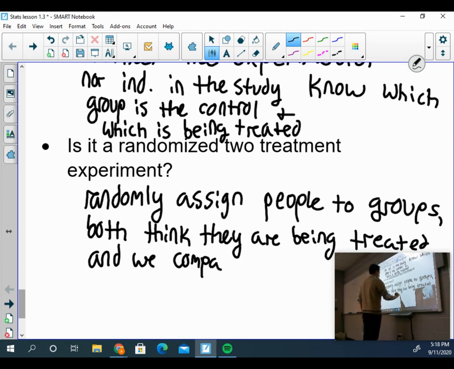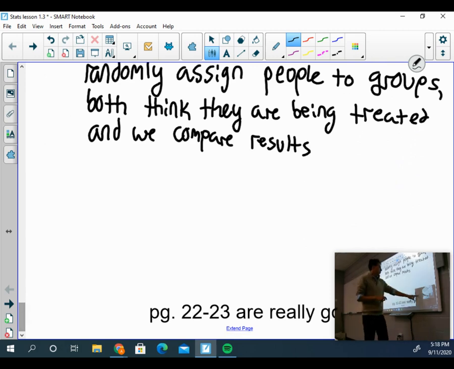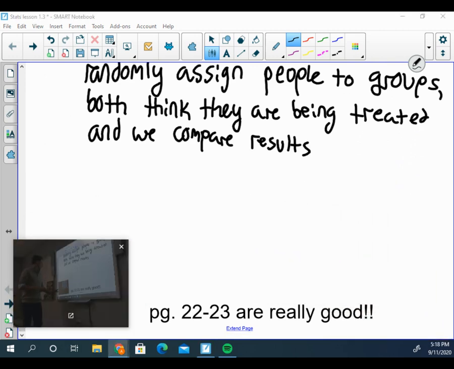Again, this goes hand in hand with the placebo effect, right? The placebo effect could be a consequence of a randomized 2 treatment experiment. Think of the laser example, right? Some people were assigned to the group getting holes drilled in the heart, and some thought they were getting holes drilled in the heart. We run the experiment with 2 different groups. They both thought they were getting the actual treatment, and then we compare the results and look for the placebo effect. Okay? So those are the definitions and specifics of experiments that we want to know.